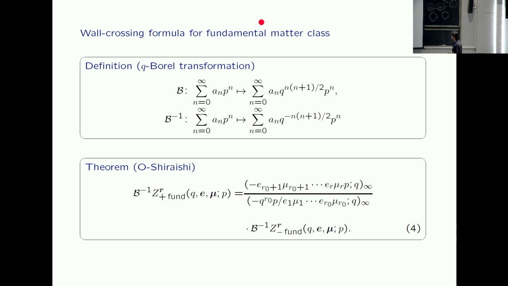And for the latter conjecture, we want to introduce a Fourier transformation like this. Then we get the factorized form of the functional equations.